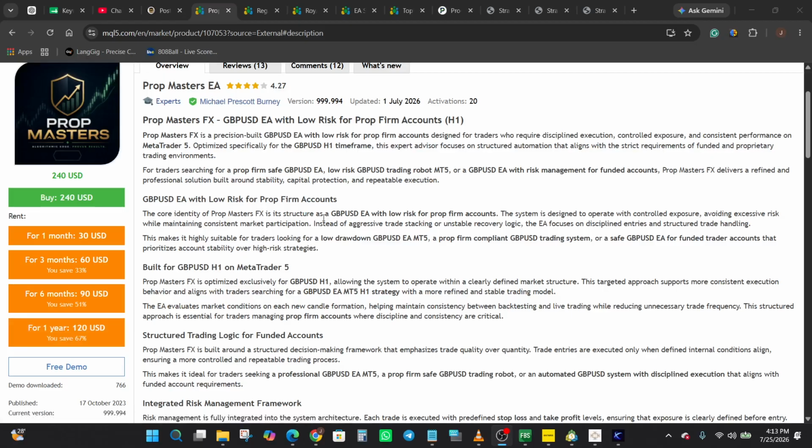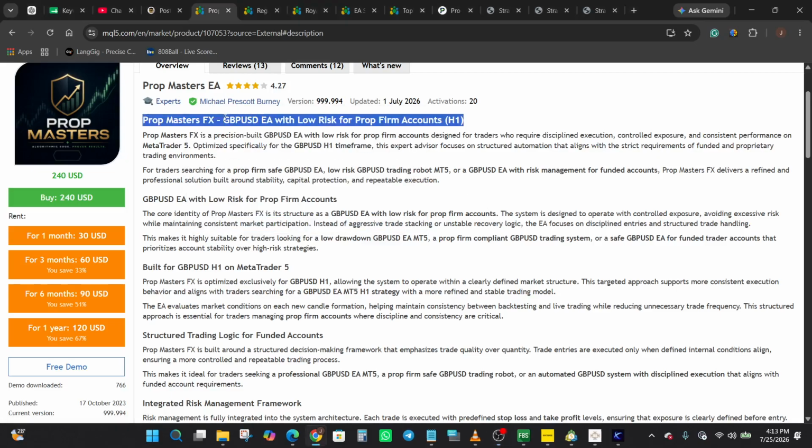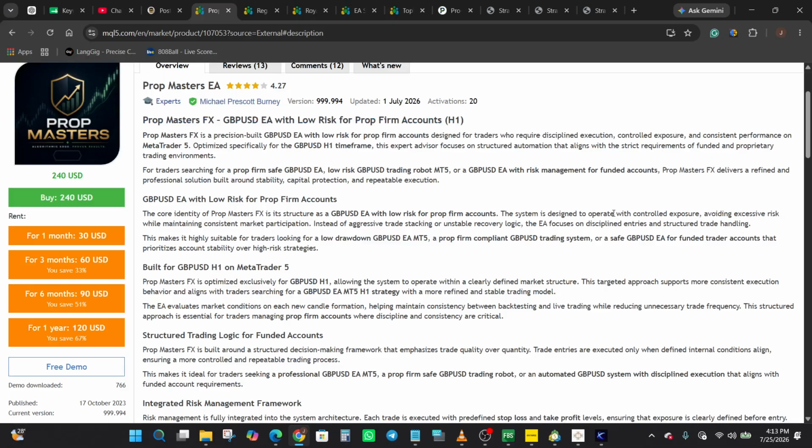Looking directly at the marketplace description, the developer explicitly states that PropMasters FX is optimized specifically for the GBPUSD pair on the H1 time frame. The system evaluates market conditions at the open of each new H1 candle to maintain consistent behavior and avoid unnecessary trade frequency. The description highlights a focus on capital protection, structured entries, and controlled exposure rather than high risk aggressive recovery systems like grid or martingale.